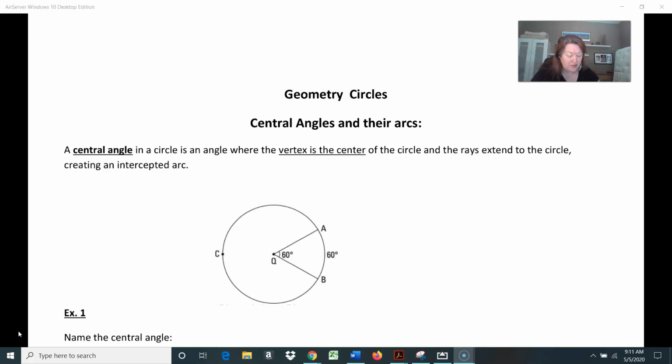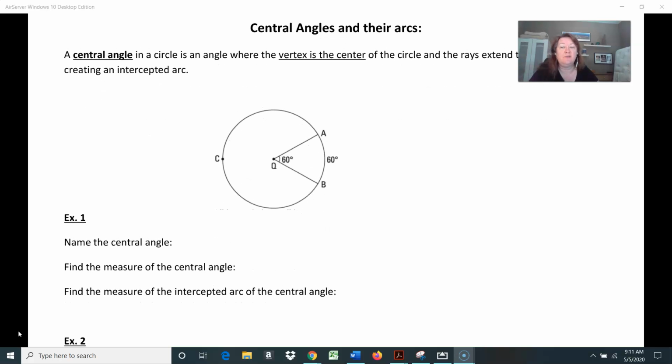All right, so today we are talking about circles in geometry again. That's our entire unit. But we're going to focus on two types of angles. One we've already talked about, and that's the central angle. A central angle is an angle that's inside the circle, and it uses the center of the circle as its vertex. And then its rays go all the way out to the outside edge.